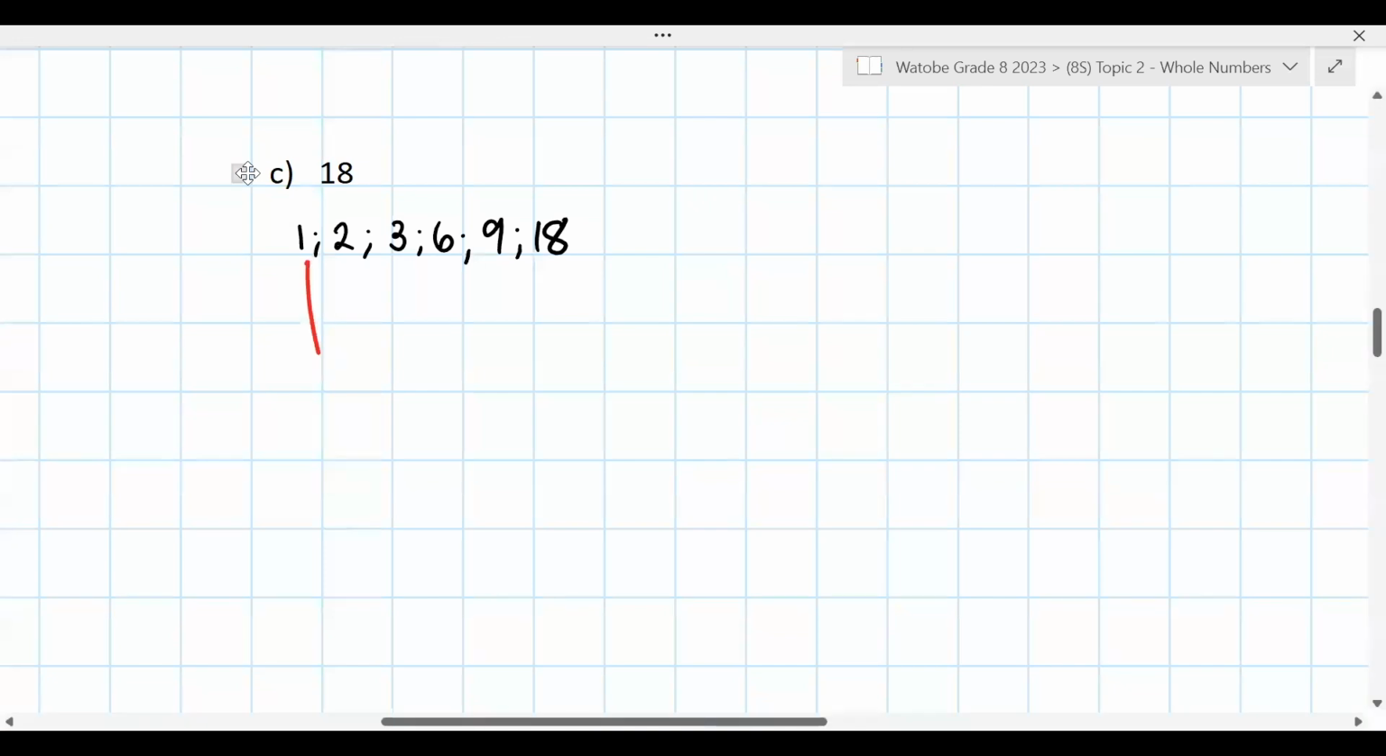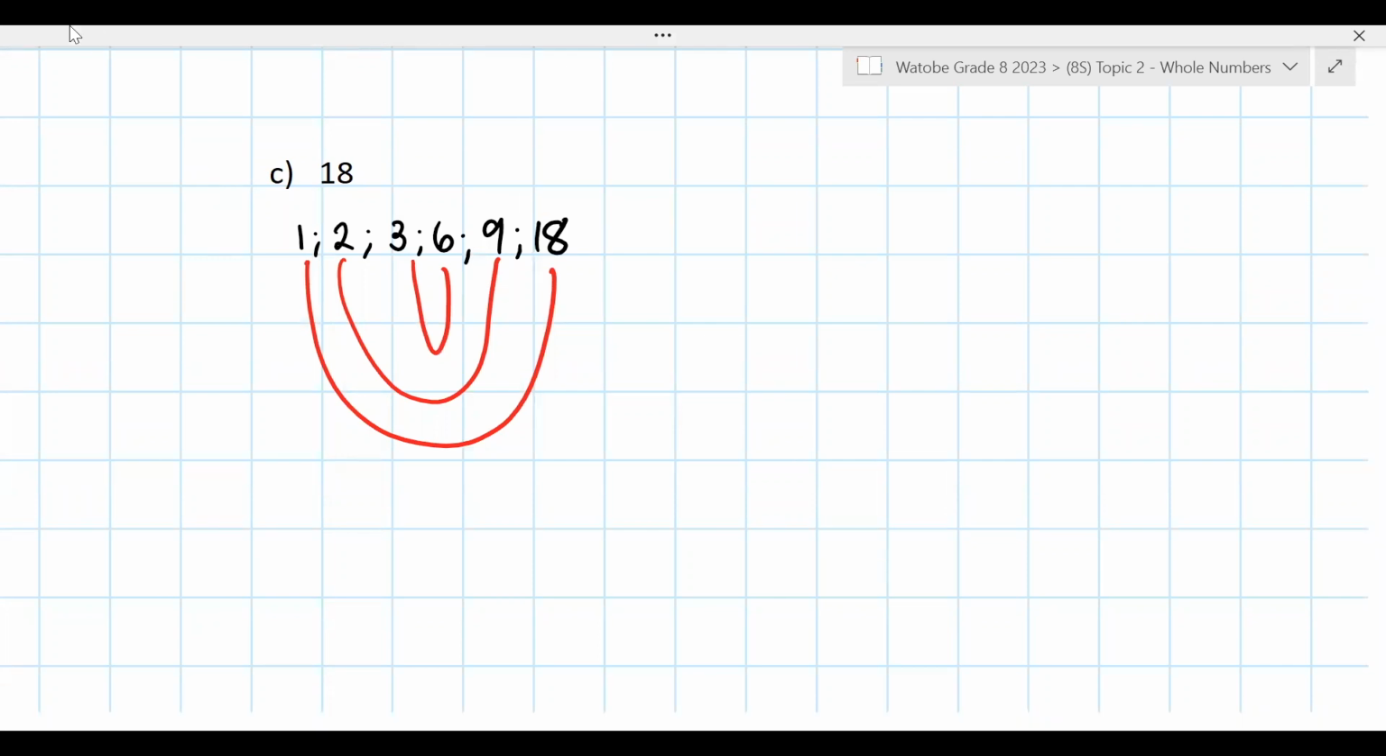sure that your pairs match up. So 1 times 18 is 18. 2 times 9 is 18. 3 times 6 is 18. And so we've listed all of our factor pairs for that number. Right, very nice, guys. Well done.